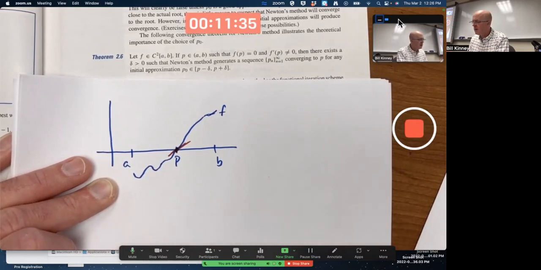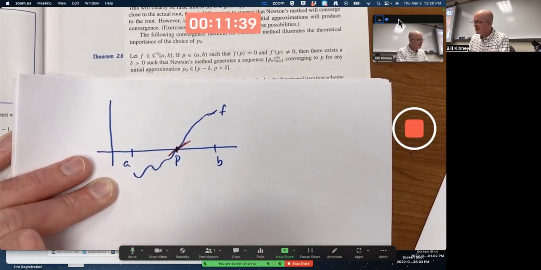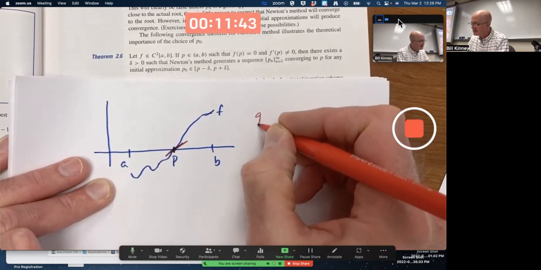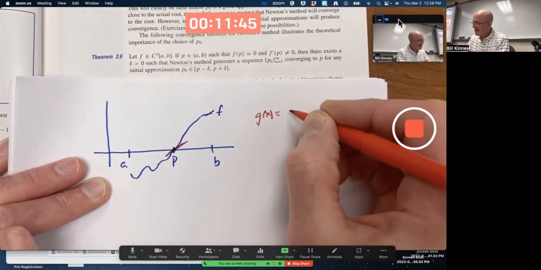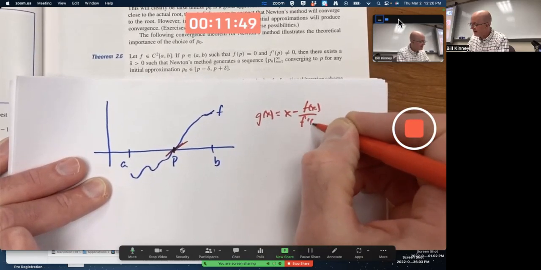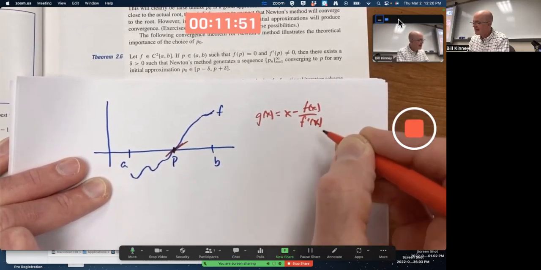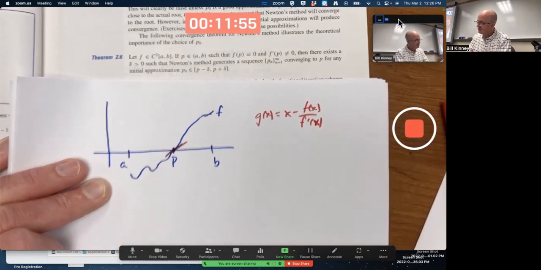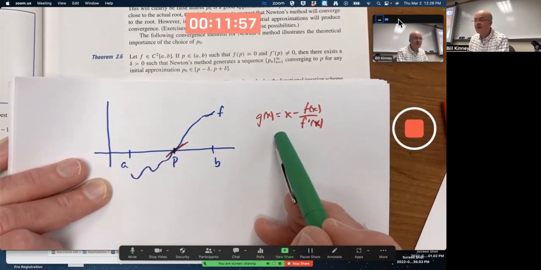But remember, before we go on and look at the proof, that with Newton's method, you are generating a sequence via this other function g. g(x) is x minus f(x) divided by f prime of x. And we saw last time that when you graph g, it's going to have a fixed point at the same place f has a root.